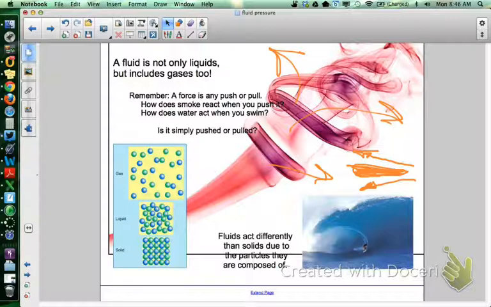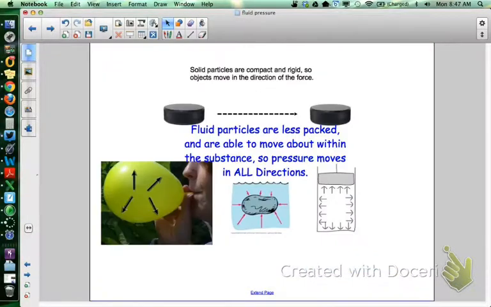So fluids act that way because they are less attached. A solid is all attached together, which I can equate to a puck in hockey. Solid particles are compact and rigid, so they act in the direction of the force, whereas if I push on a fluid, like a balloon, it's not going to put that same exact force on the other side of it. It's actually going to go in all directions. The same thing happens with water.